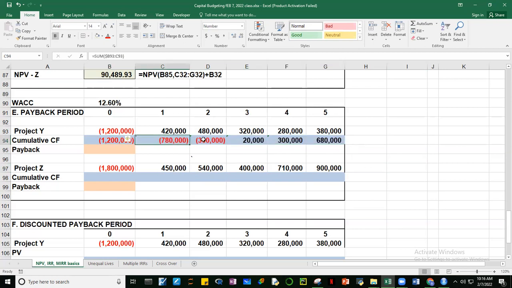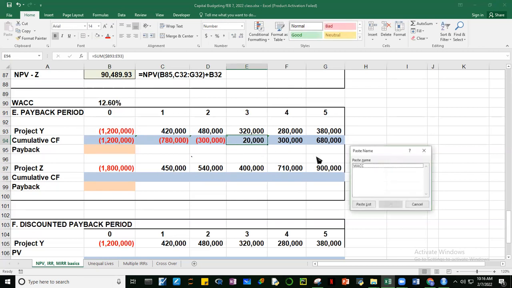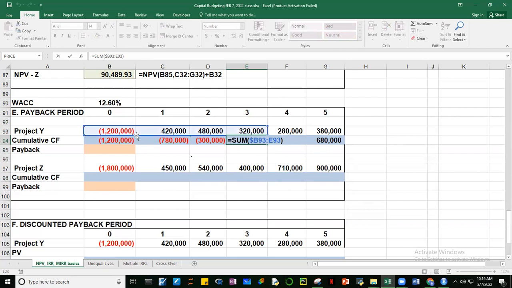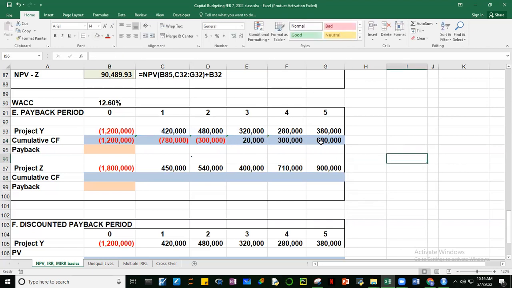Anong nangyayari, guys? Ina-add natin yung mga cash flows natin on a yearly basis. Notice, guys, na naka-fix sa 1.2. When we copy to the right, dinadagdag every year na sinasama natin sa range ng idadagdag natin. Alright? So, what does this mean?